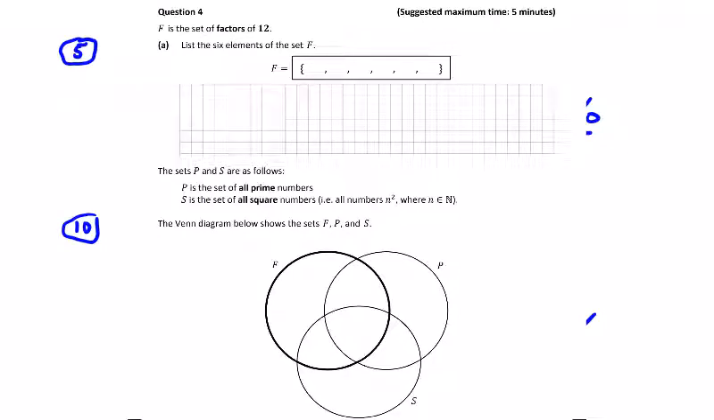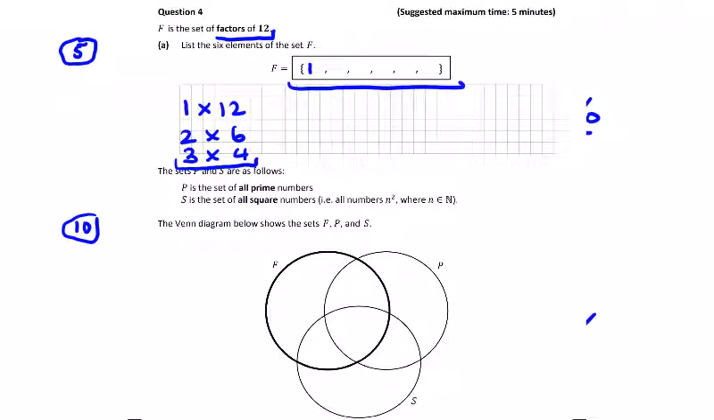In fact, that was all of question 3. Question 4, F is the set of factors of 12. List the 6 elements of set F. Well, we've got a box here with 6 elements. Just list them off here. First, 1 by 12, 2 by 6, we're up to 3 by 4, and once these numbers become consecutive, we can't get any more factors.